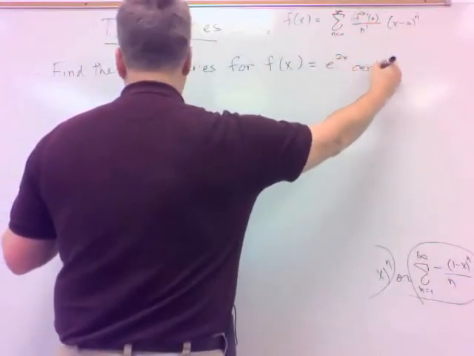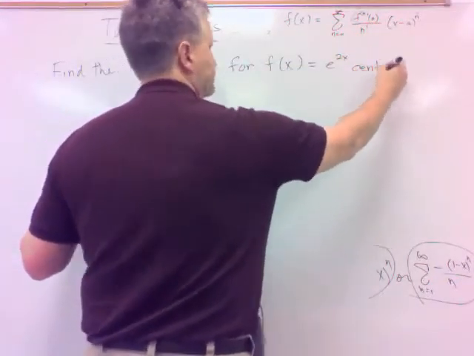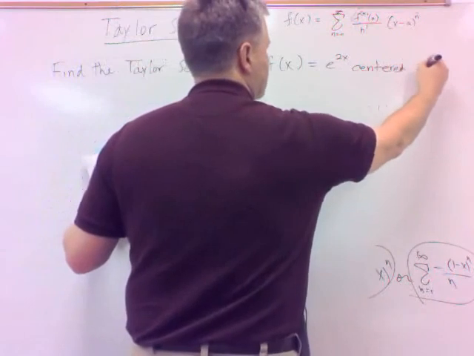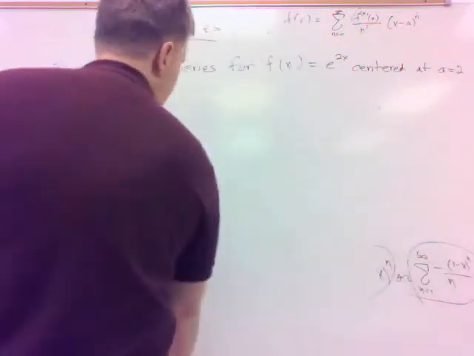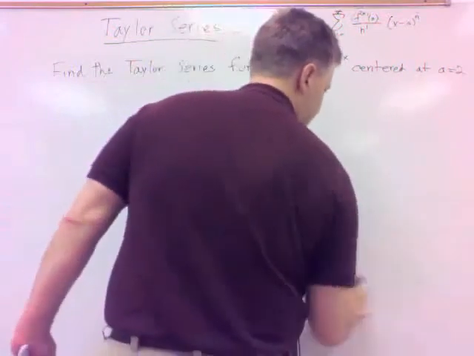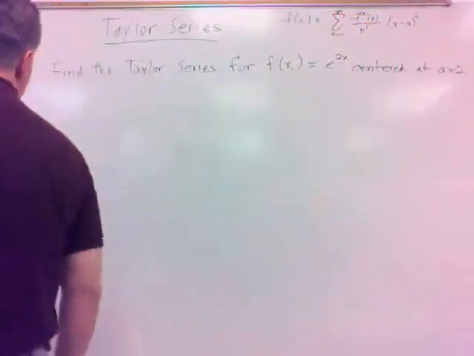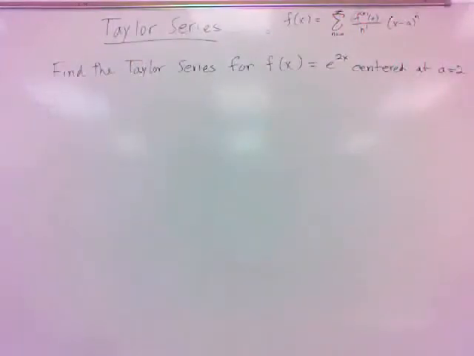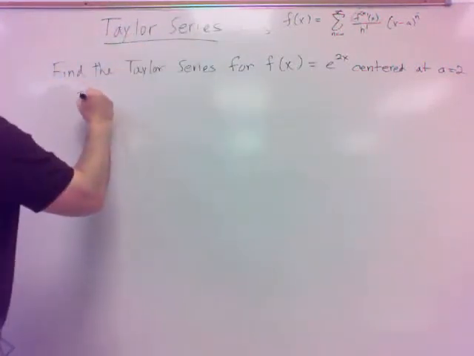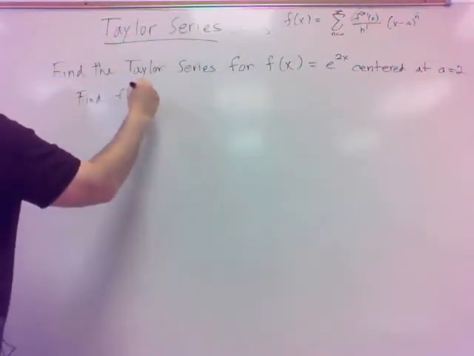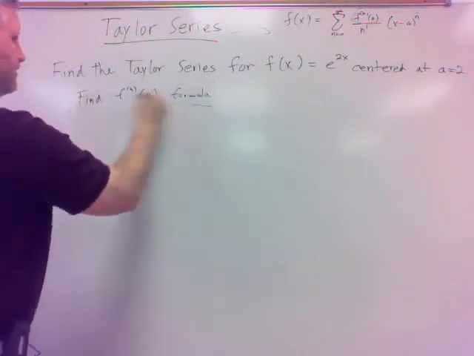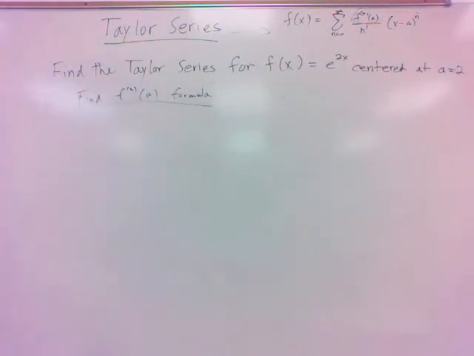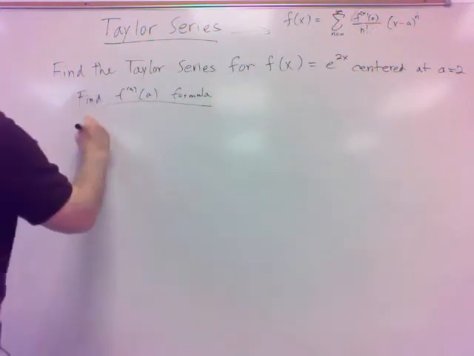Centered at a equals 2. Okay. So step 1 is find that nth derivative formula. Somehow, some way. Okay. All right, so my function is e to the 2x.